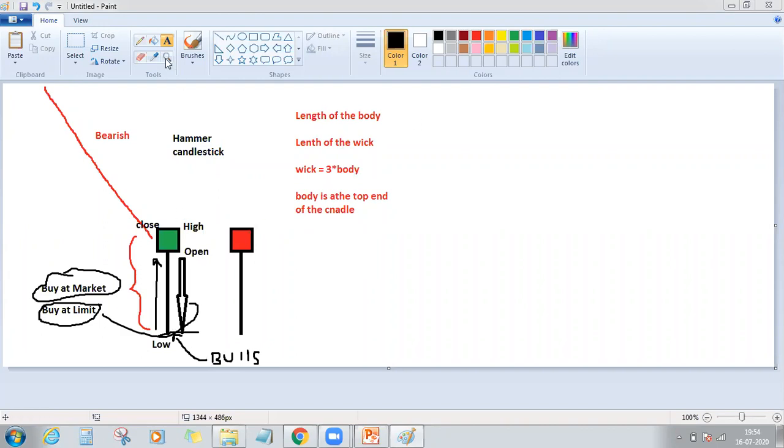Now, immediately after this hammer, in the following sessions, price will once again go up. You'll be able to witness bullishness. And all this bullishness you are able to predict only because of this candlestick. This candlestick is not a normal graphical representation. It is actually telling you the psychology of traders. What has happened? What led to this pattern?